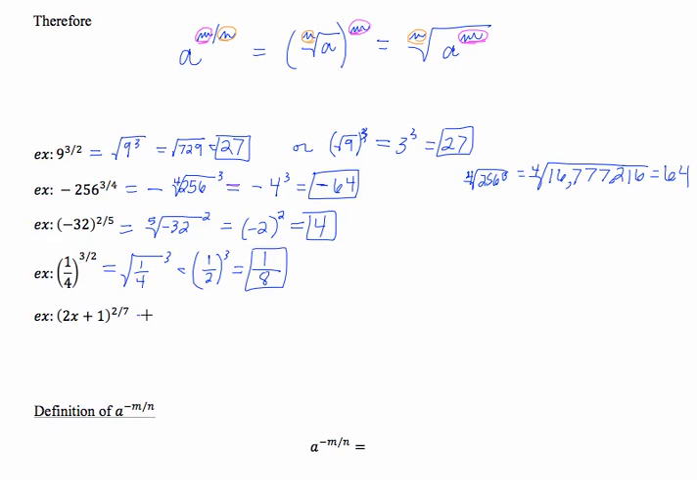And then lastly, let's rewrite this expression in radical form. That 7 becomes the index, so that would be the 7th root of 2x plus 1, and that's all squared. And there's nothing you can do to simplify that, it's just that you can rewrite it in radical form.